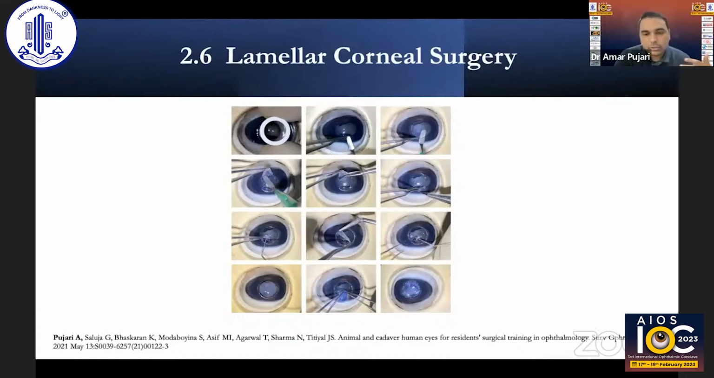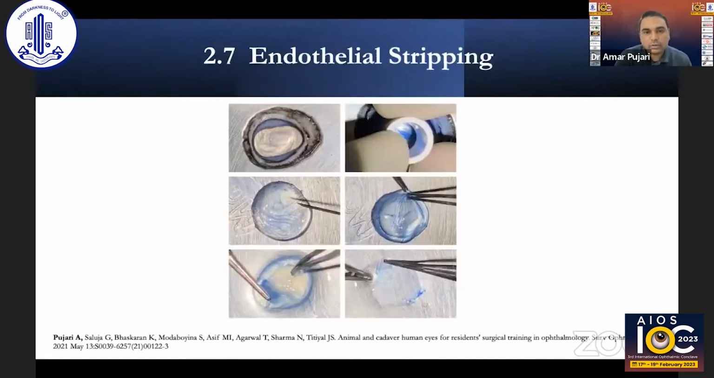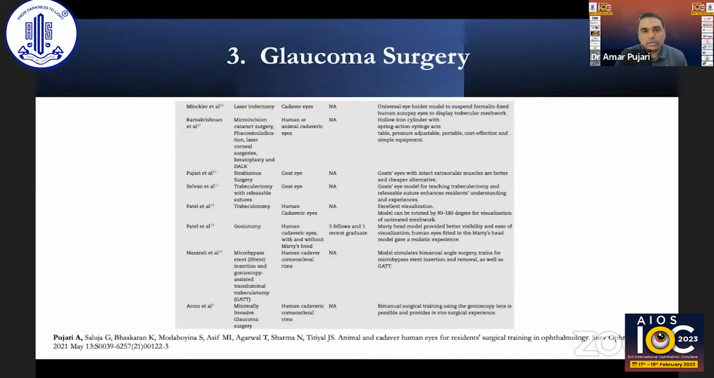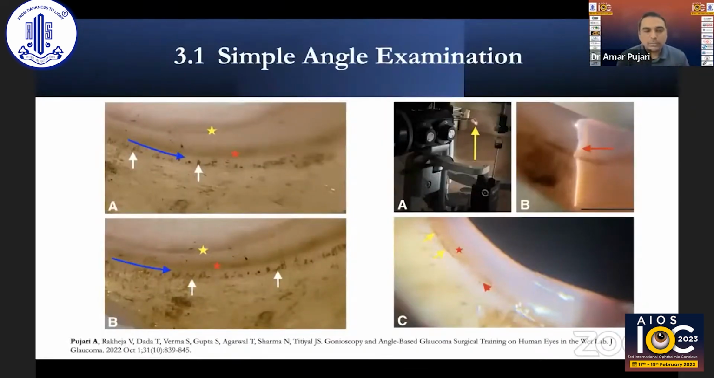Then we are going to teach them how to suture the anterior corneal graft. In addition, DMEK is a bit difficult in goat eyes, but we routinely teach them how to peel the endothelial structure so that they can get at least a theoretical understanding regarding how the tissues are used.